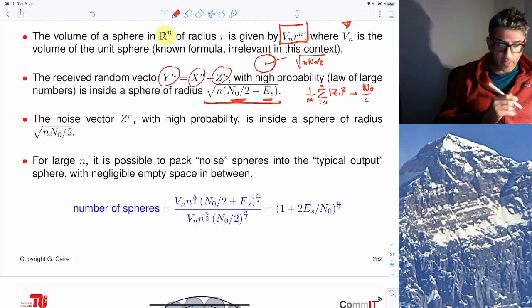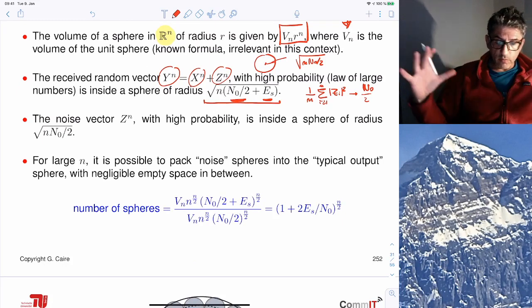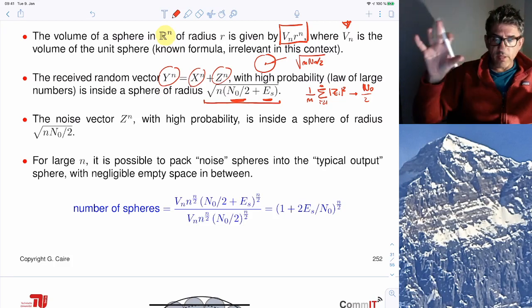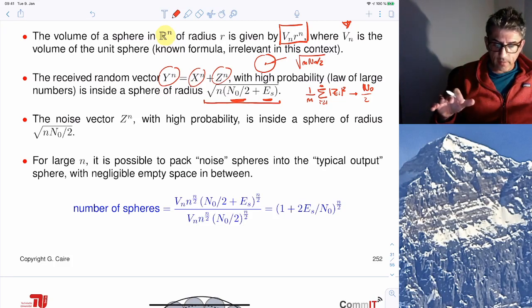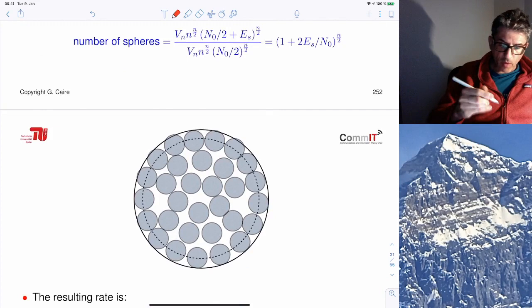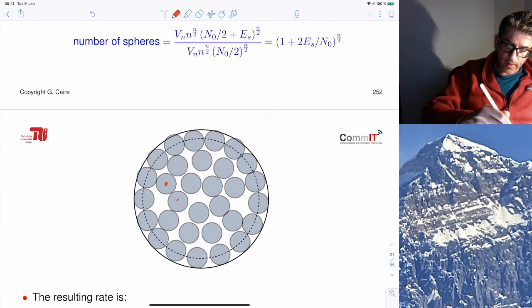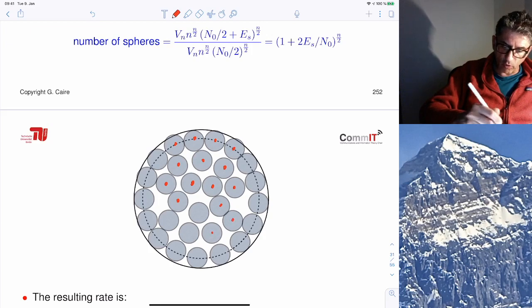This is by the law of large numbers. So now what we have is this volume, this sphere that contains the output, and now we can pack typical noise spheres inside, such that they do not overlap. Why shouldn't they overlap? Because imagine that we are transmitting code words which are the center of these typical noise spheres, and these typical noise spheres do not overlap.